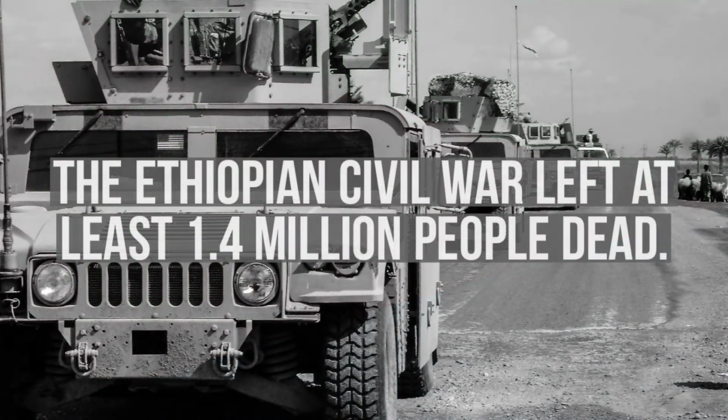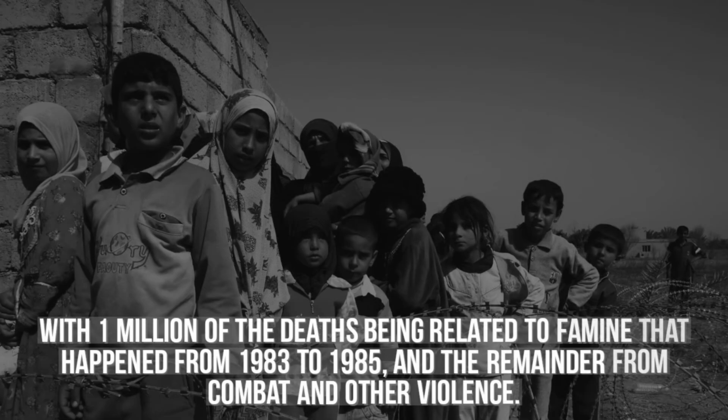The Ethiopian civil war left at least 1.4 million people dead, with 1 million of the deaths being related to famine that happened from 1983 to 1985, and the remainder from combat and other violence.